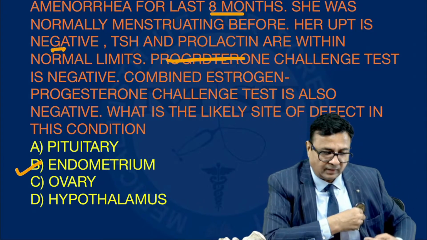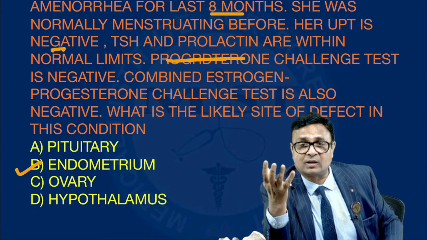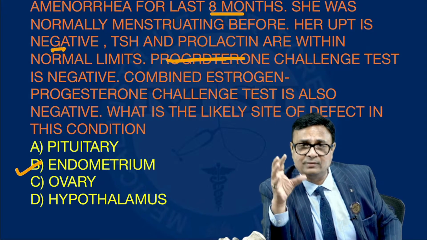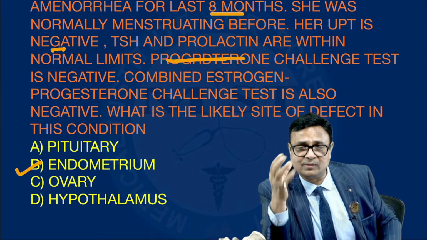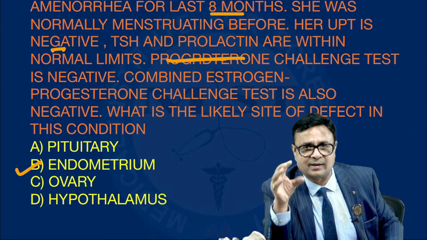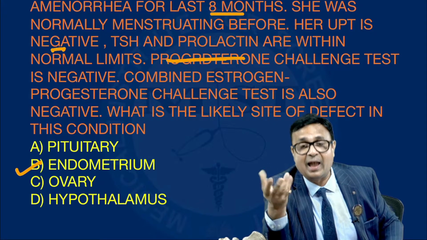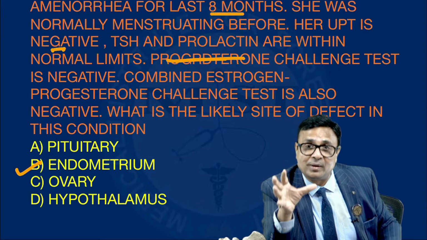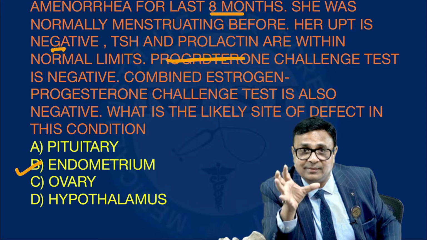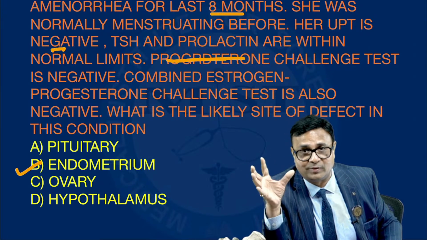Progesterone challenge test is positive. What comes to your mind? If progesterone challenge test is positive, what is the cause of her secondary amenorrhea? The cause is anovulation. And the most common cause of anovulation today in this world, from North Pole to South Pole, is polycystic ovarian syndrome.